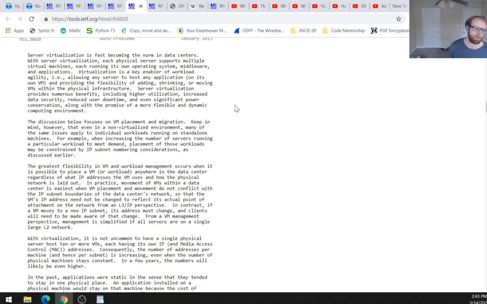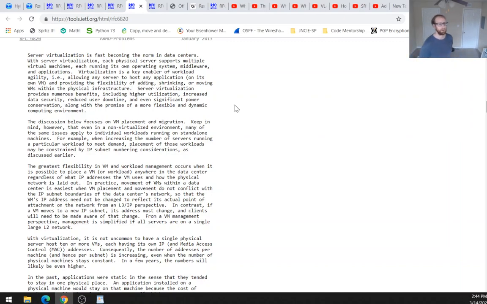Keep in mind, however, that even in a non-virtualized environment, many of the same issues apply to individual workloads running on standalone machines. For example, when increasing the number of servers running a particular workload to meet demand, placement of those workloads may be constrained by IP subnet numbering considerations, as discussed earlier.